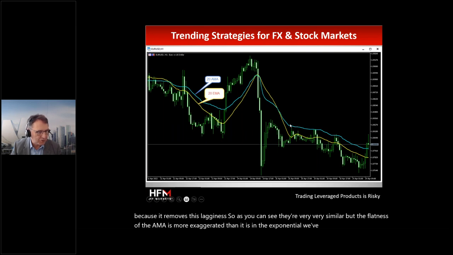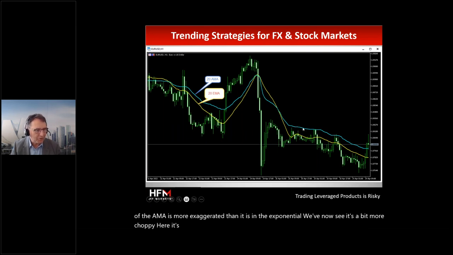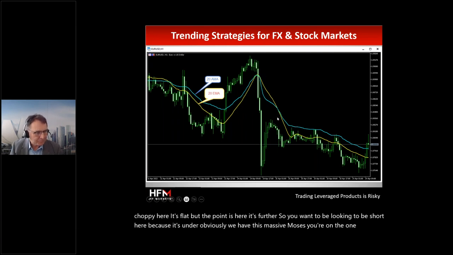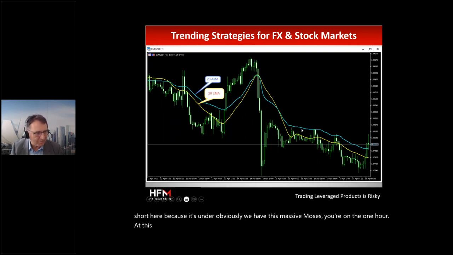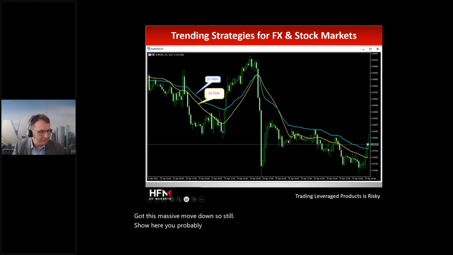It's a bit more choppy here, it's flat. But the point is here it's further away. So you want to be looking to be short here because it's under, obviously. We have this massive, what's this, euro on the 1 hour. Had this massive move down, so still short here. You probably triggered looking to go long as it's moved over here.